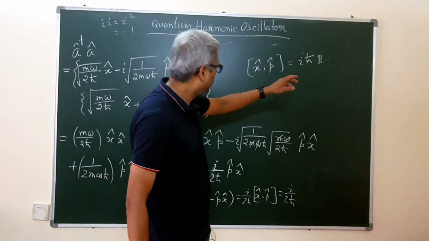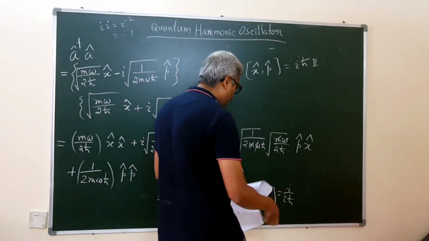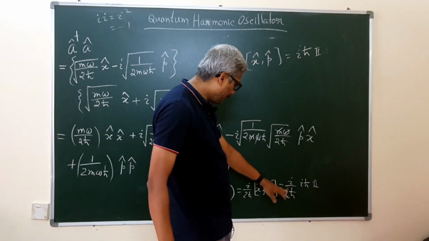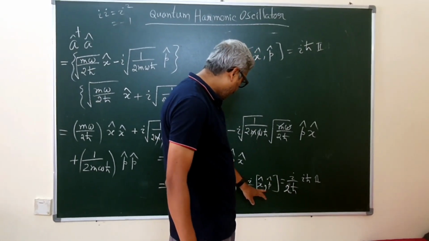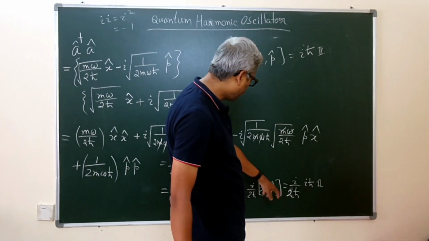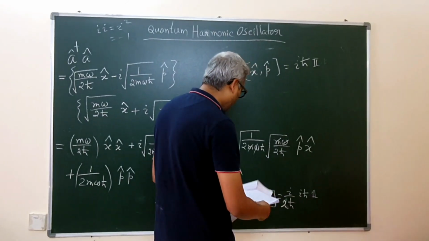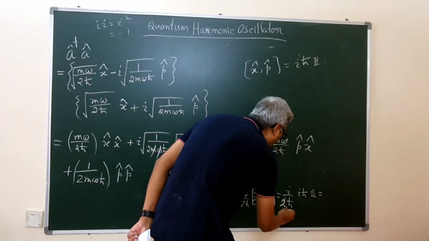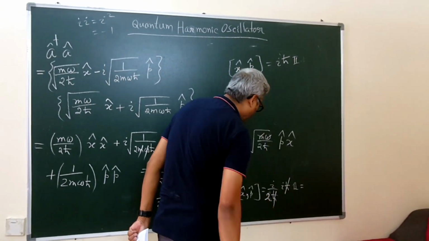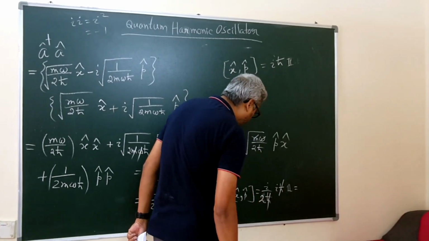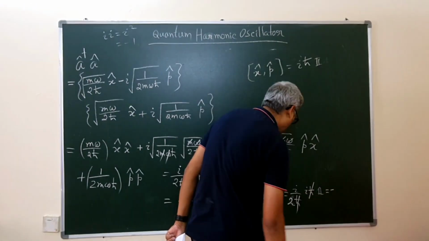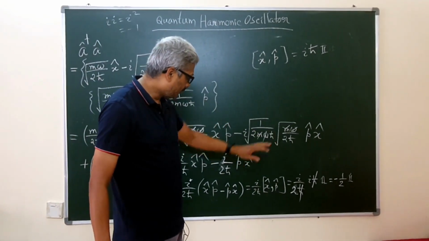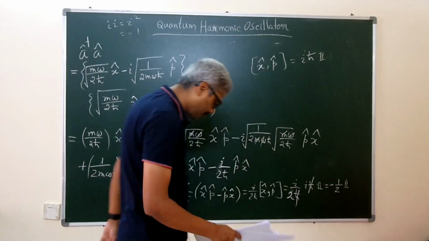The value of this commutator is i h bar identity, so I substitute the value of this commutator over here. Finally, the h bar and h bar cancel. I into I is minus 1. So these two terms together give us minus half identity.